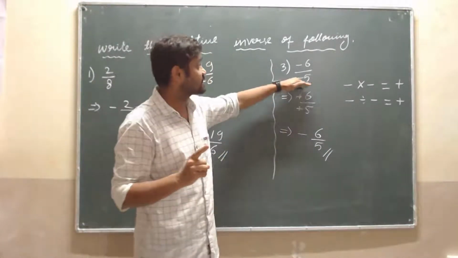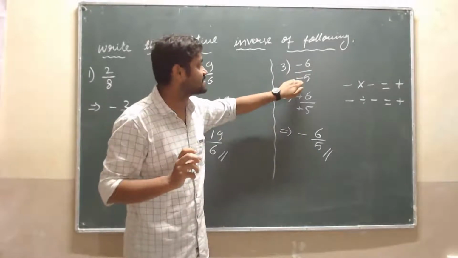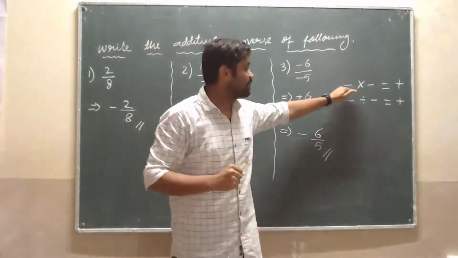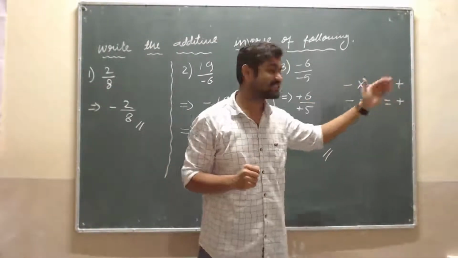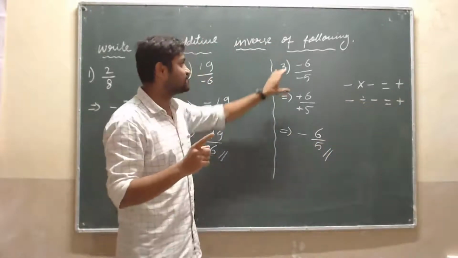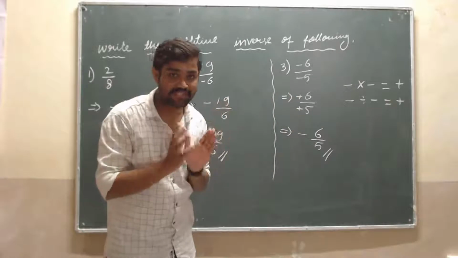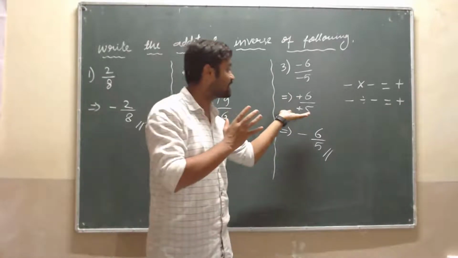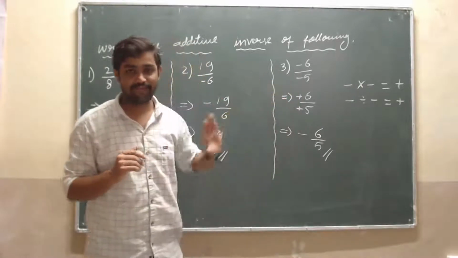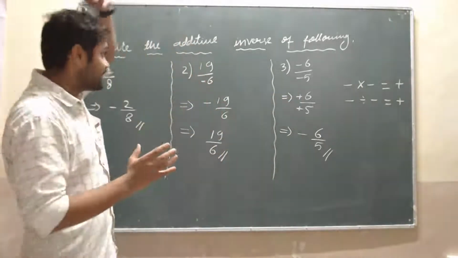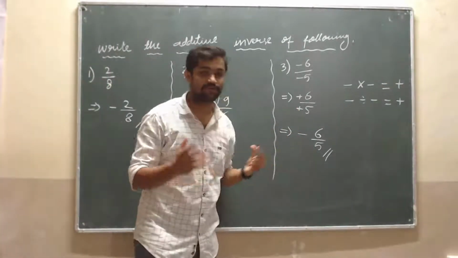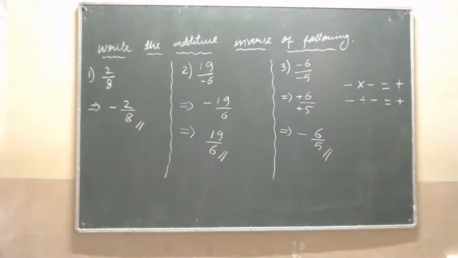See here, the question is somewhat different: minus 6 by minus 5. We know that minus into minus is plus, and that minus divided by minus is also plus. First we converted this into positive numbers, or into the simpler form, and we got 6 by 5. Then we have to convert this into the additive inverse. If it is positive, we convert it to minus. This is about the 3 questions.